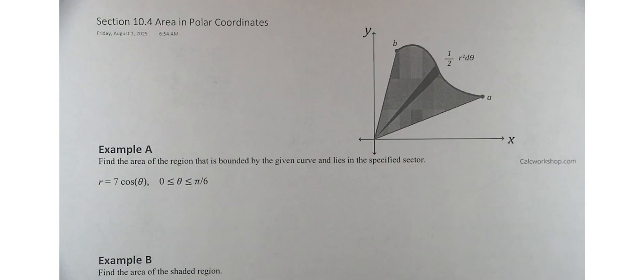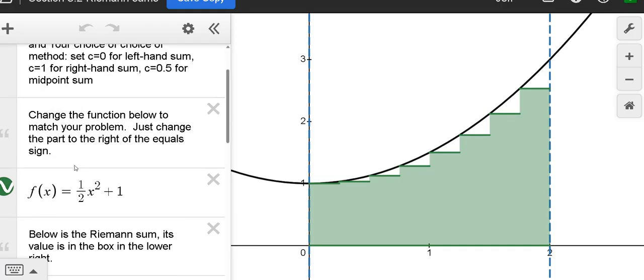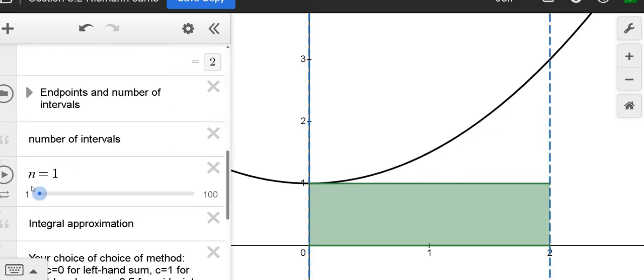10.4, we're going to start working with area and polar coordinates. So to try and help you wrap your head around what we're going to be doing, I've got a link, I think I posted on D2L, and it takes you back to our work with Riemann sums. Let me dial this down.